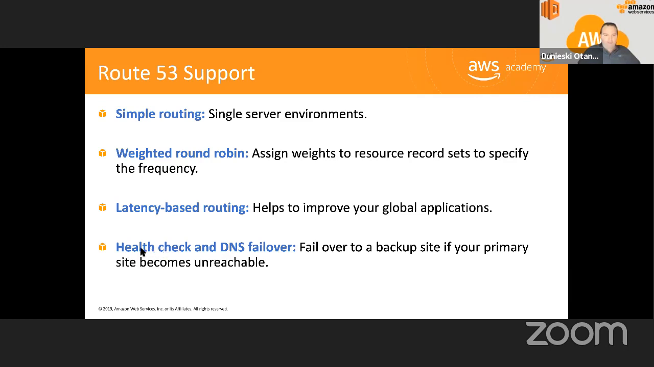Okay, so health check and DNS failover to a backup site. If your primary site becomes unreachable, usually what people do is they have a static website just in place, just in case your website fails. So customers would not notice the change, right? And for this, AWS uses the failover routing policy.